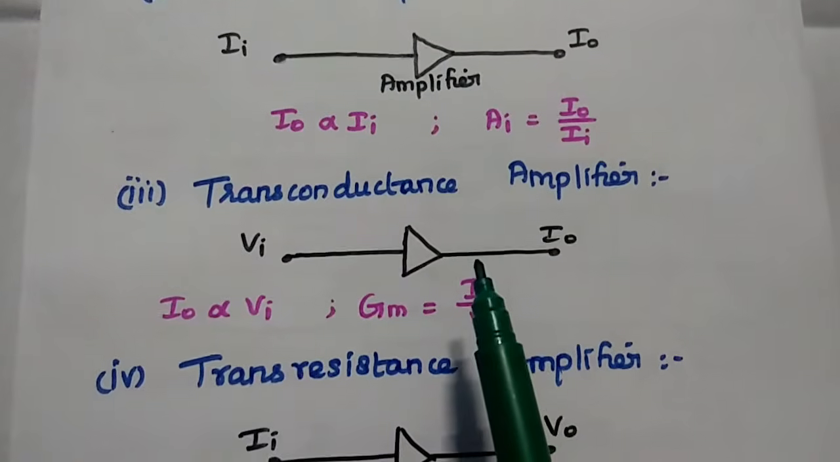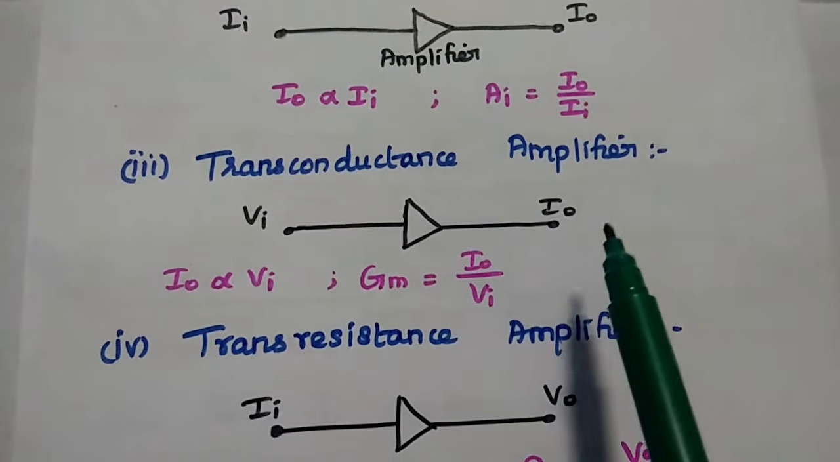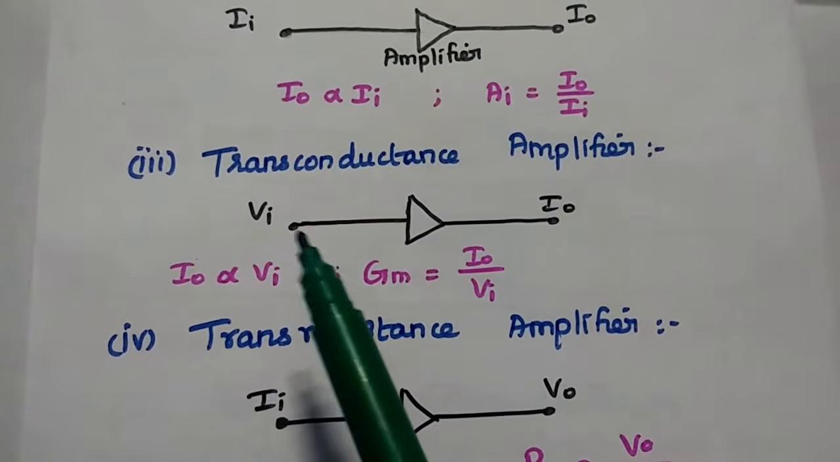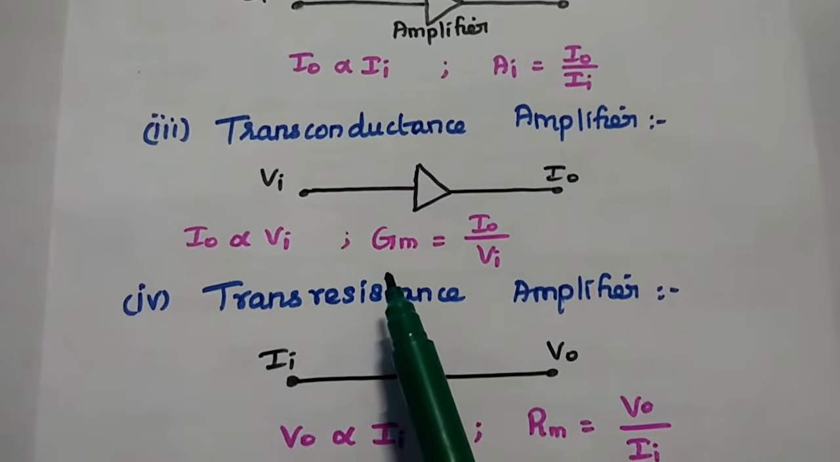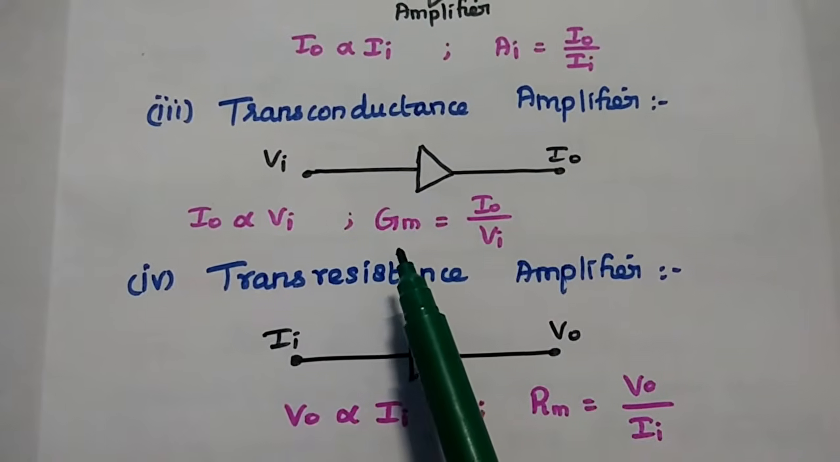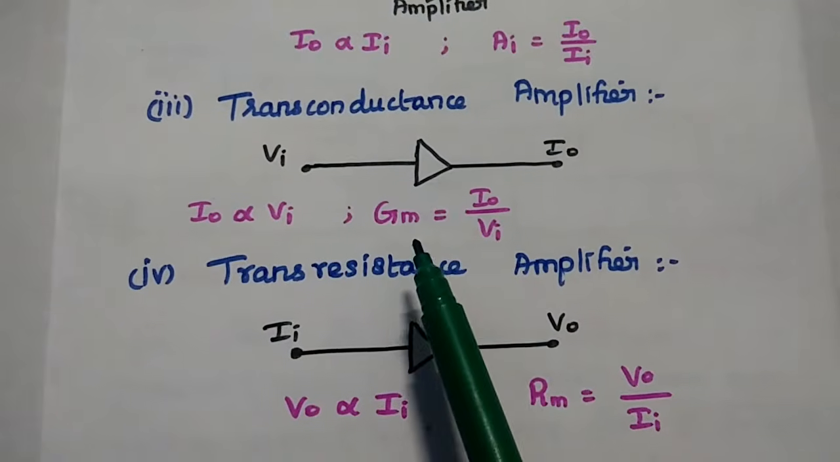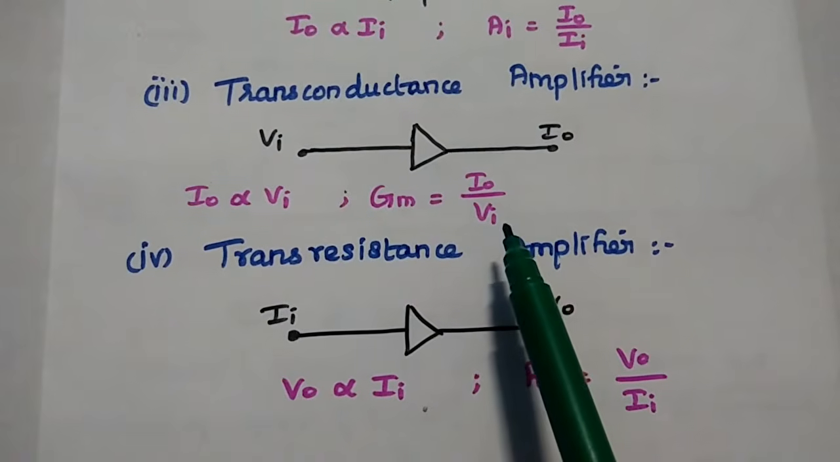The third one is Transconductance Amplifier. Here the output current is directly proportional to the input voltage. So input is voltage, output is current. Here the proportionality constant is represented as GM, that is transconductance or mutual conductance. That is the ratio of output current to input voltage.